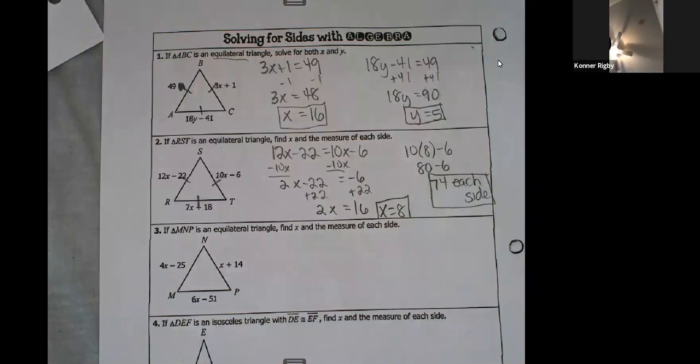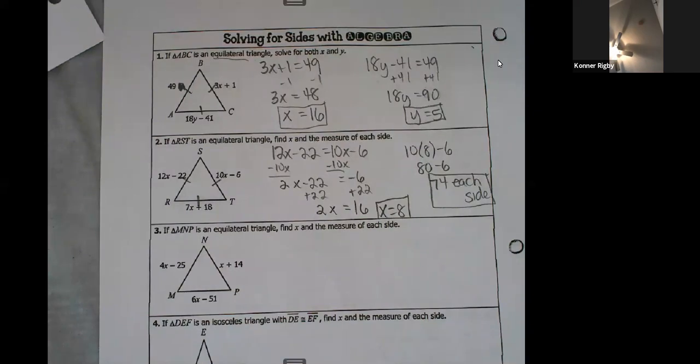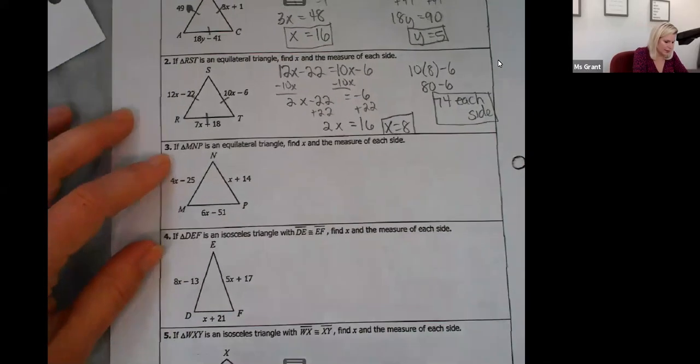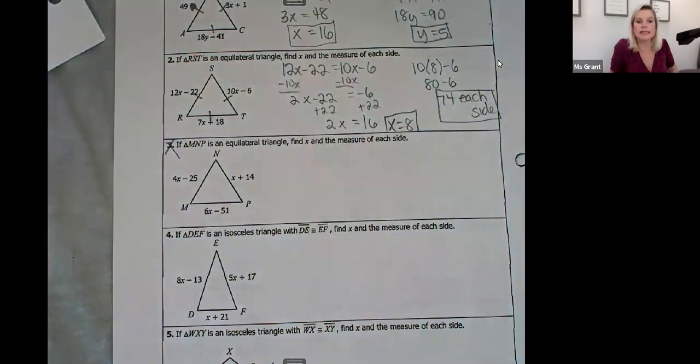Yeah, I have a quick question. Is there going to be a way to solve it with scalene also? No, no. Okay. Great. You know what? Number 3, we've already done one like that, you guys. I think we're good. Number 4 is isosceles.